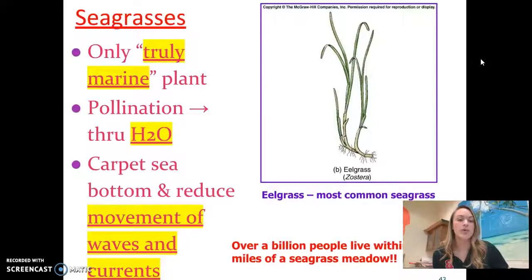All right, the only truly marine plants, and this is the last little bit of Kingdom Plantae that I'm going to go over, are our seagrasses. For example, an eelgrass. An eelgrass is the most common seagrass. We actually find these carpeting the bottom of the ocean, and they reduce the movement of waves and currents. So a lot of people actually drive over seagrass areas and don't even know that that is what they are looking at. They pollinate through the water. They are completely submerged, and they basically carpet the entire ocean floor. But they provide this very calm habitat, much like the mangrove forest, in that they do, like I said, reduce the movement of the waves and the currents. So they actually kind of work as a buffer area.